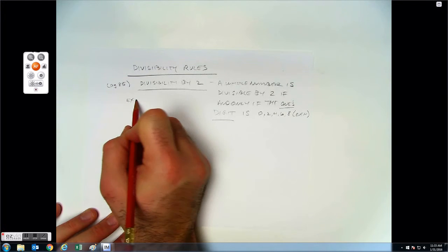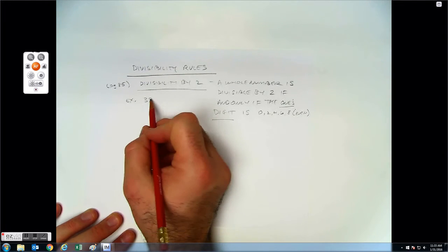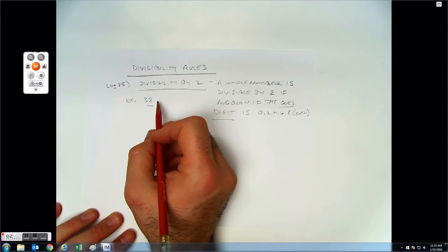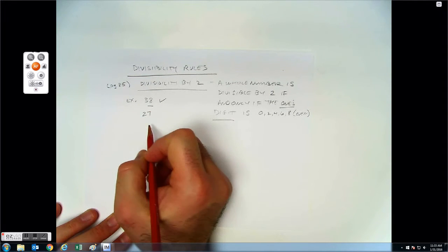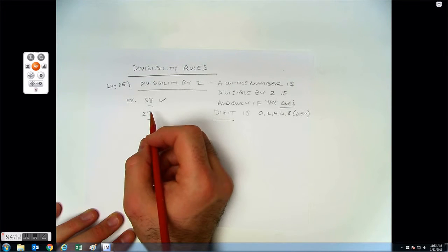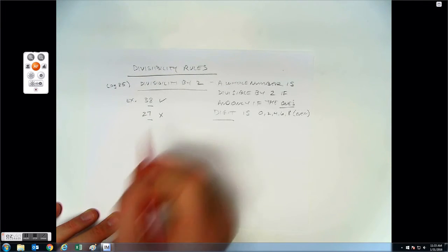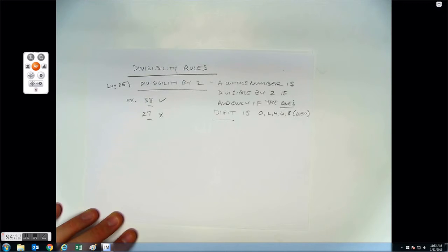So a quick example, 38, we know to be divisible by 2 because the ones digit's 8, so this works. What about 27? When we look at the ones, that's not an even number, that's an odd number, so this is not divisible by 2. So this is the first divisibility rule that we need.